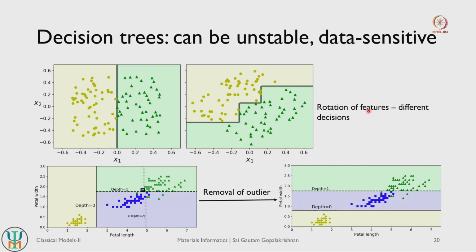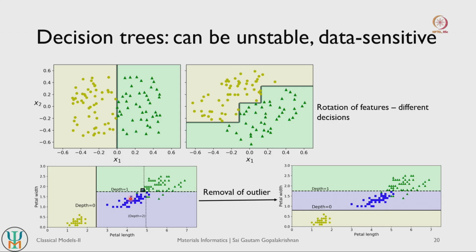So rotation of features will almost always result in different decision trees themselves for the same classification or the same regression task. So one has to keep that in mind. If you see that your data set requires a very complicated decision tree, you may want to revisit how the features are defined and maybe try out some rotations of those features that could potentially simplify your decision trees.